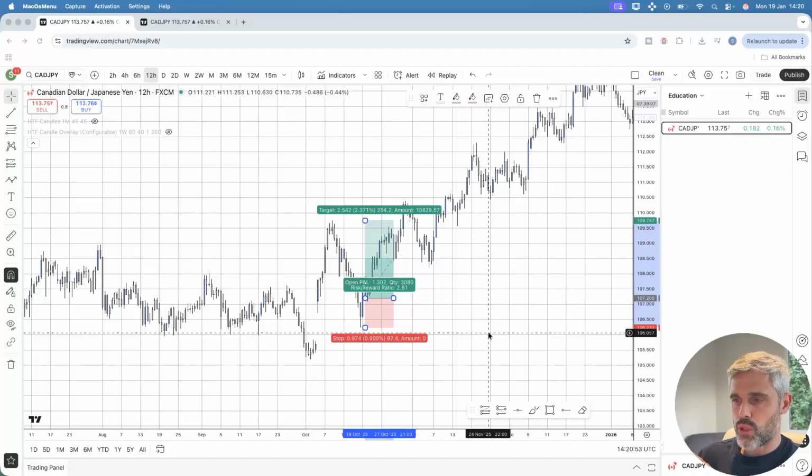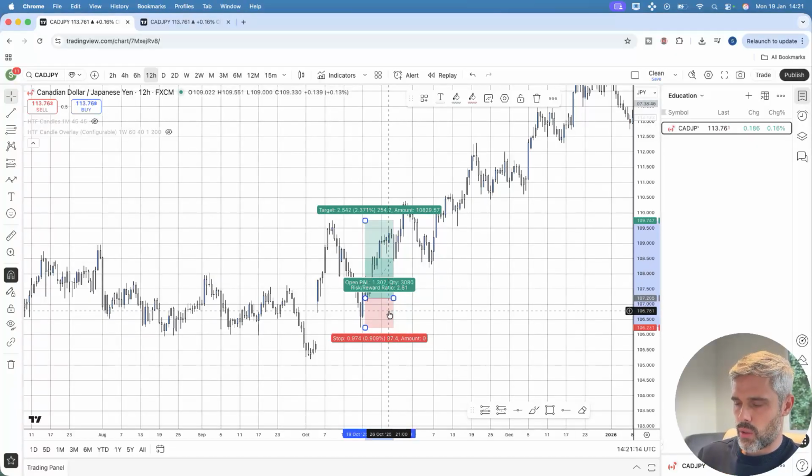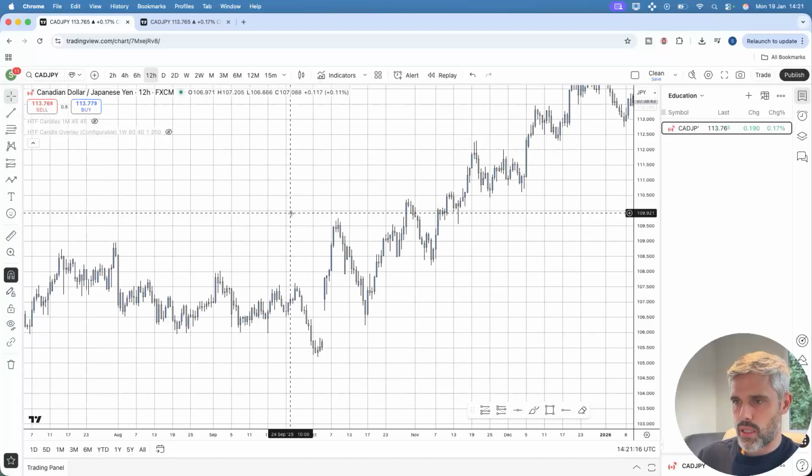But the problem is most traders don't do this. They just simply trade price action. So what I'm going to show you today is how to use higher time frame analysis, combining multiple time frames to take much higher probability trades. And I'm going to look at a 2.6R winner that I hit on CAD JPY towards the end of last year. So let's take this away and start with price action.